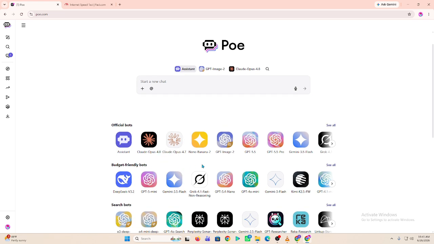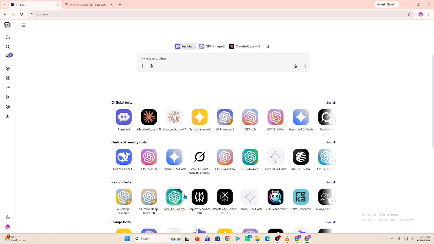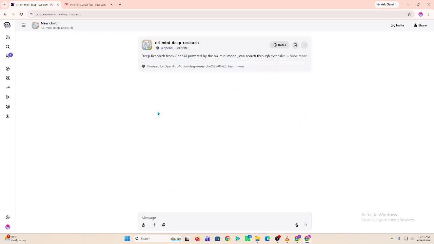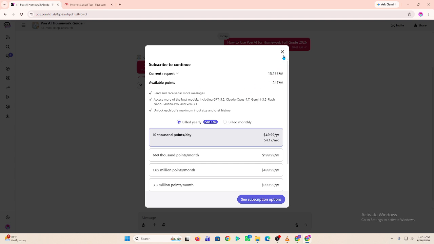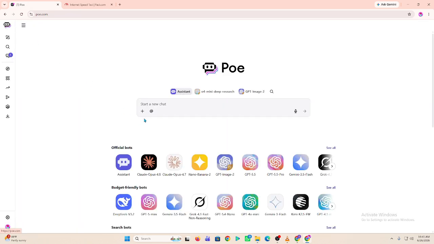Next, type your homework question. Be specific about your subject and what you don't understand. The clearer your question, the better the explanation you'll get. If your homework is difficult, ask the AI to break it into steps. This makes it easier to understand instead of just memorizing answers.